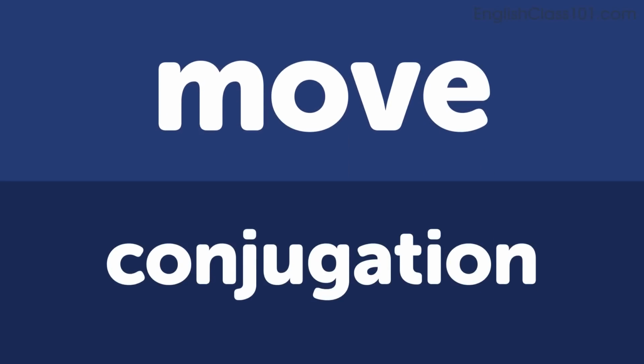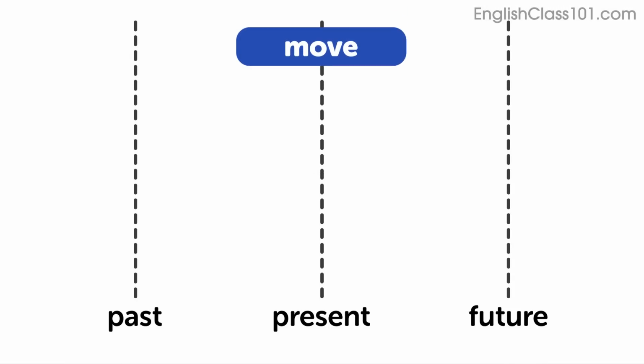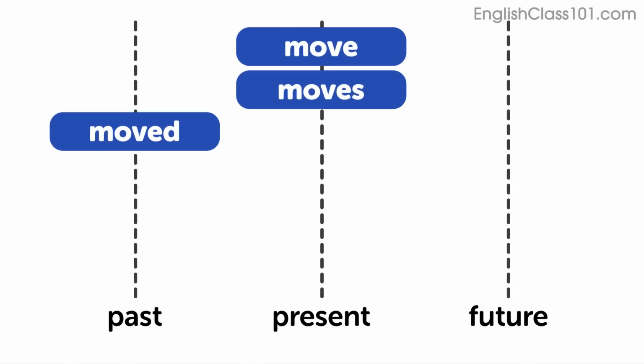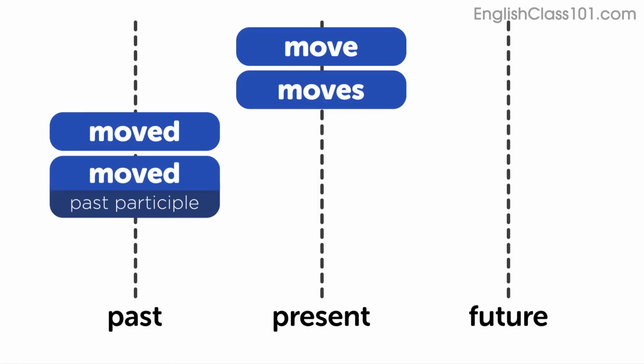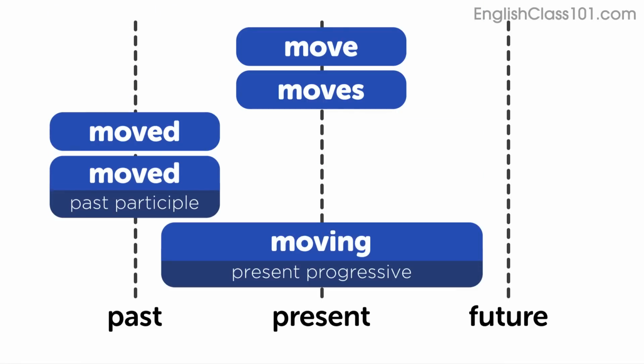Let's look at the basic meaning of the verb move. So the basic definition of the verb move is to go to a different place or a different condition. Let's look at the conjugations of this verb. Present, move, moves. Past, moved. Past participle, moved. Progressive, moving.